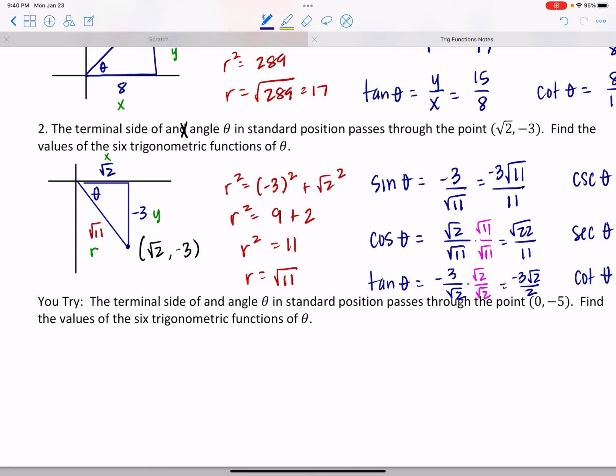This one is going to be a different kind of angle. It's going to make you think a little, but give it a shot. And if you're not pausing, then here we go. So we have an angle in standard position, typo, that passes through the point 0, negative 5.